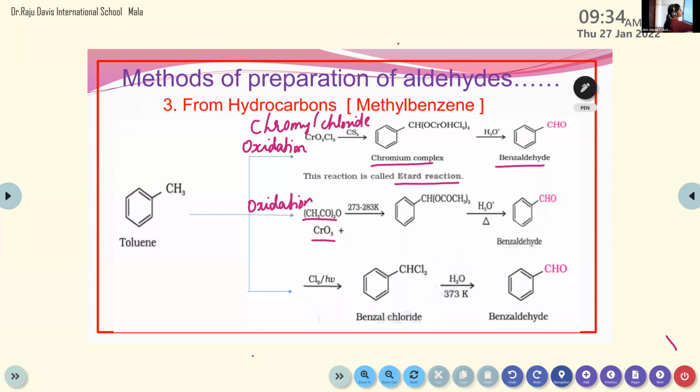Here also a complex will be formed in the first step, and in the second step, on addition of water and heating, the delta sign on any arrow represents heating, the same product benzaldehyde is obtained. So the second reaction is also oxidation. Instead of chromyl chloride, we are using chromic oxide and acetic anhydride as the reagent at 273 to 283 Kelvin. First a complex will be formed, then on addition of water and heating, benzaldehyde will be obtained.